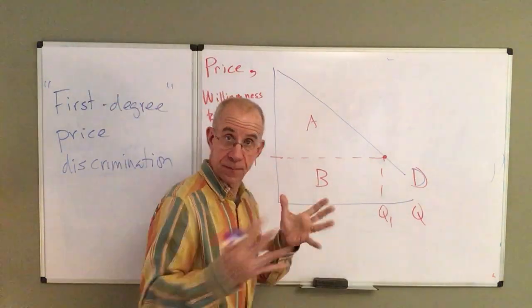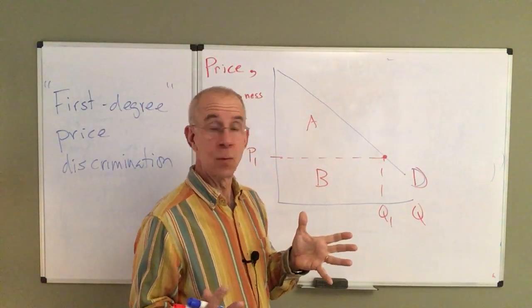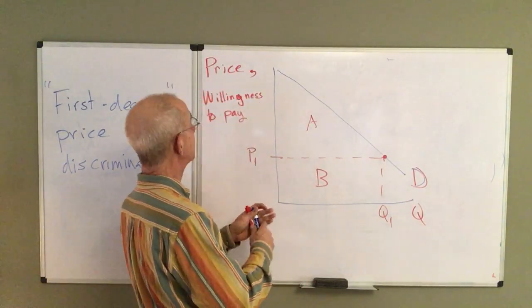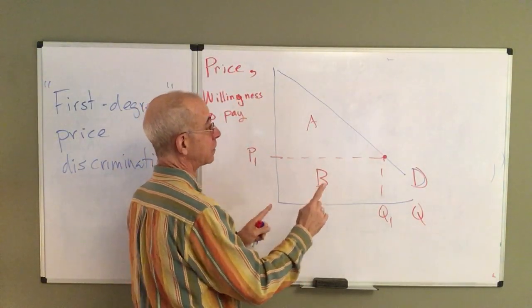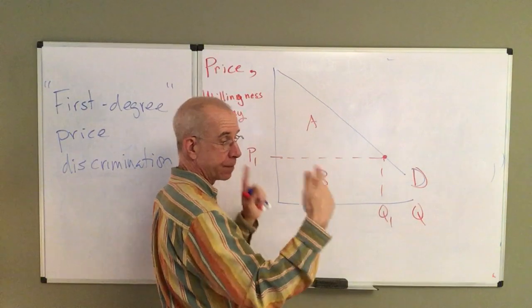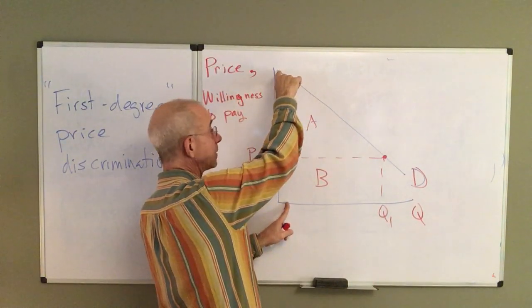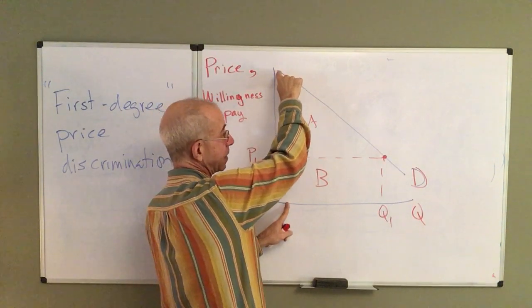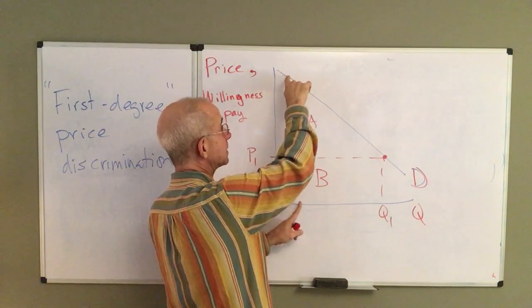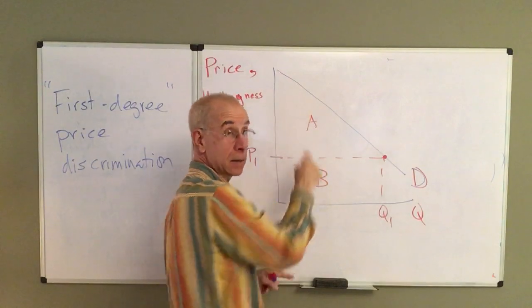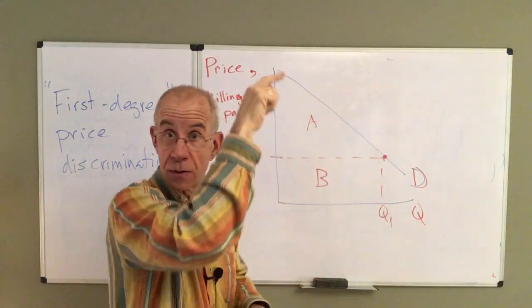So let's first imagine how that would work. You might have the business person coming in at the last minute having to pay this price. The person who's willing to come in only 2 days ahead pays that price. So they are paying not P1, but they're paying their total willingness to pay.